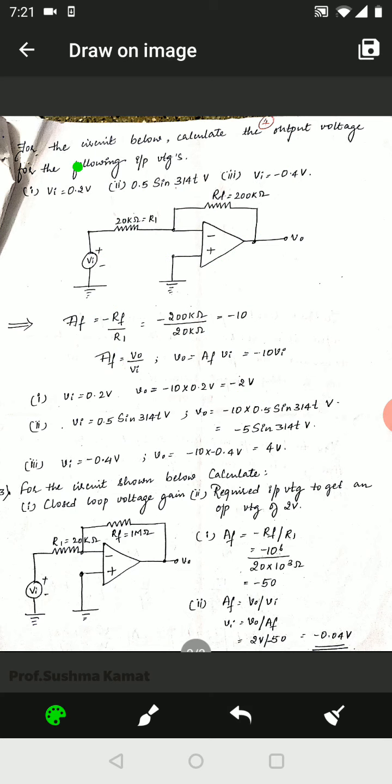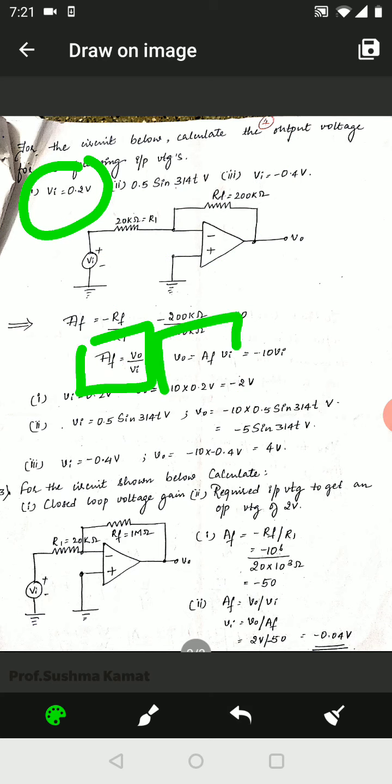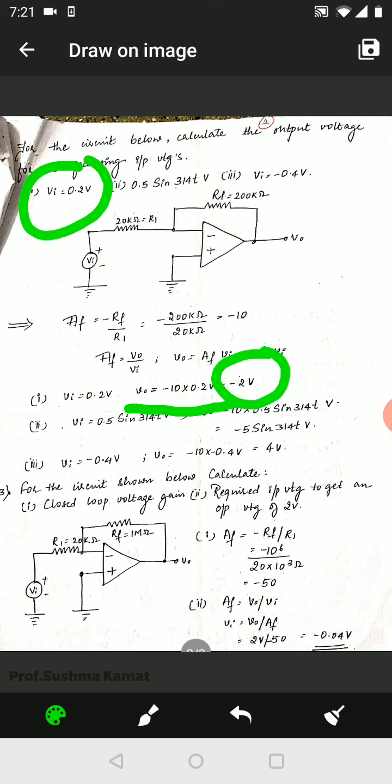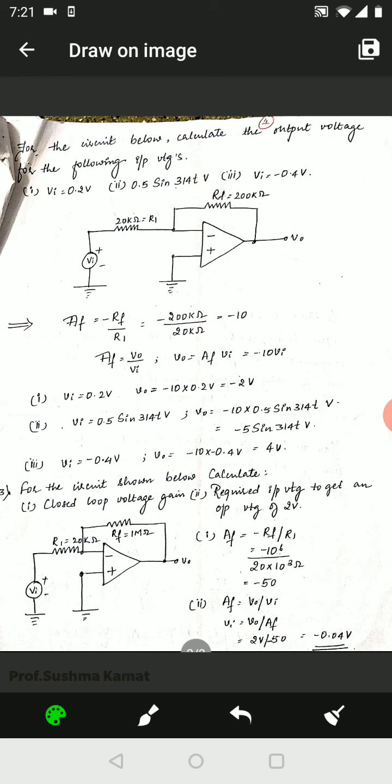So in the first case, value for Vi is equal to 0.2 volts. We know the formula AF is equal to V naught upon Vi. So Vi is given, AF is already found out. So the value for V naught is equal to AF into Vi. So let me now consider the first case. Vi is equal to 0.2 volts. That is why V naught is equal to minus 10 into 0.2 volts, which is equal to minus 2 volts as V naught. This is the first answer. In the same way, it is being found for the next two cases also.